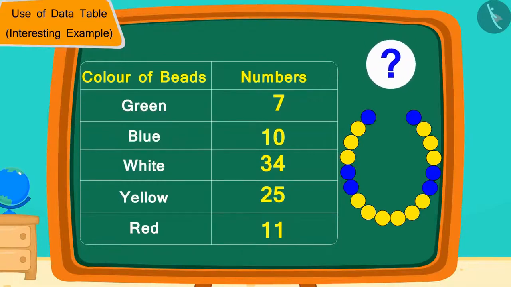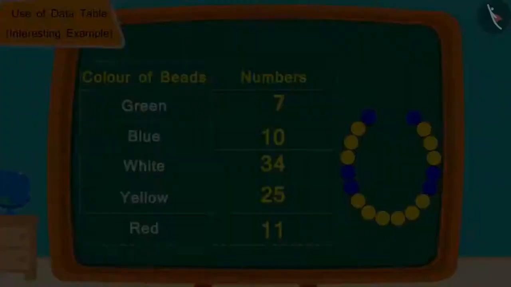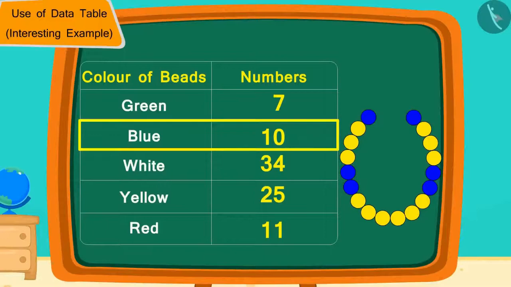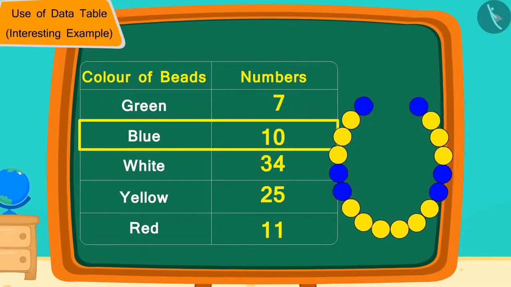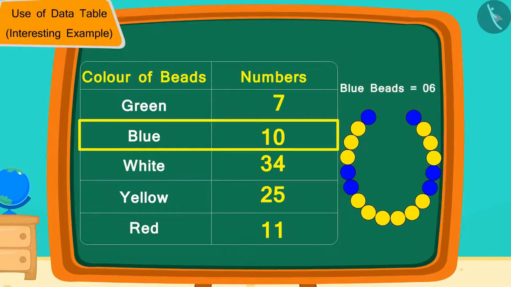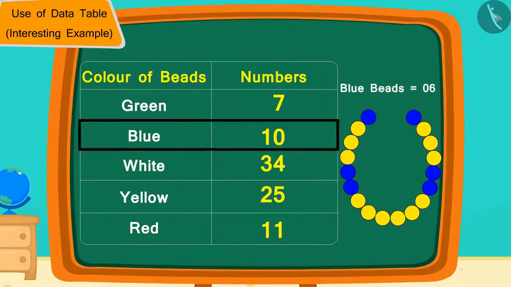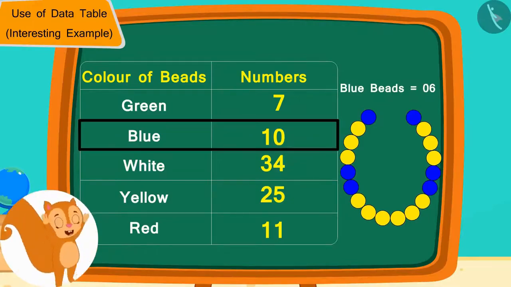If you want, you can stop the video and find the answer. Yes, Chanda has 10 blue beads, and to make the necklace according to Golu's design, she only needs 6 blue beads. Therefore, Chanda has enough blue beads to make the necklace.